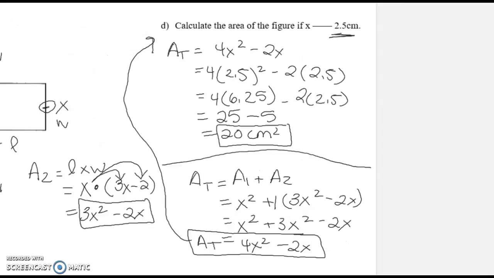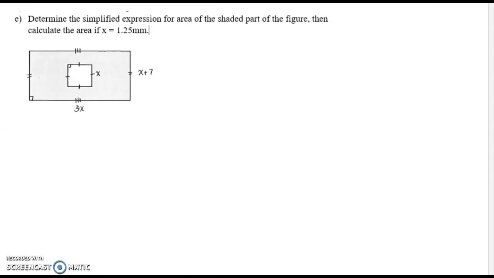Okay, next one. Determine the simplified expression for area of the shaded part of the figure, then calculate the area if x equals 1.25 millimeters squared. Okay, so I'm going to pause this and start recording on the second video because I don't want to be timed out.